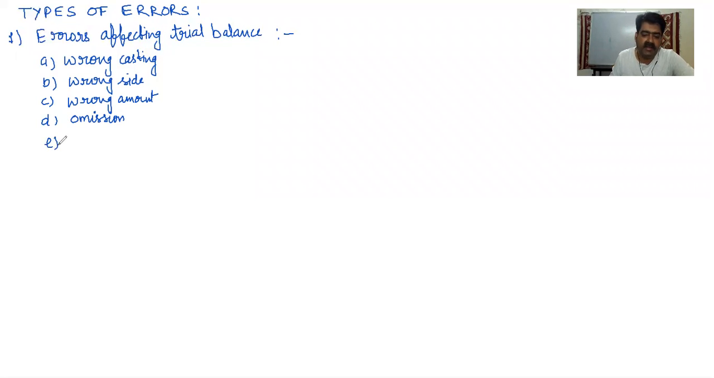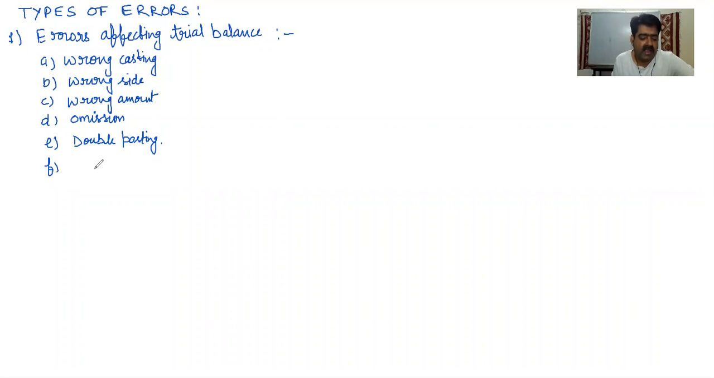Next point is double posting in a single account. That means suppose we have purchased goods from X rupees 5000 and we have written it two times in purchase account. So in this condition also our trial balance will not tally. So we have to be very alert while writing all these entries. Next one is errors of totaling and balancing of accounts in the ledger. At the time of totaling or balancing of any account, we have to be very alert. We have to do all the things very nicely so that our trial balance must tally.